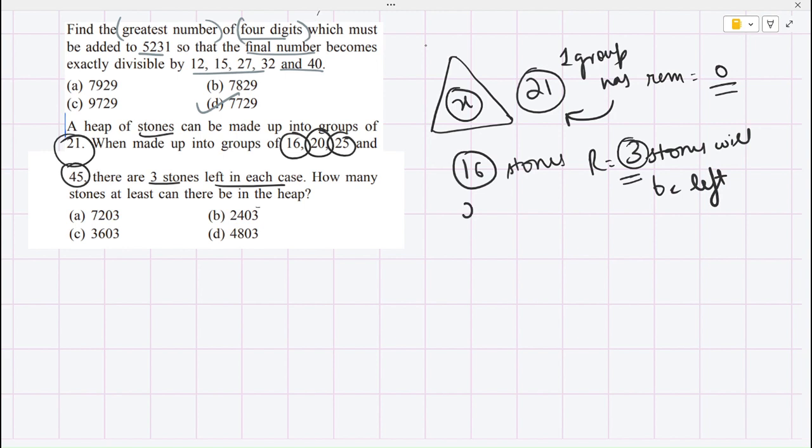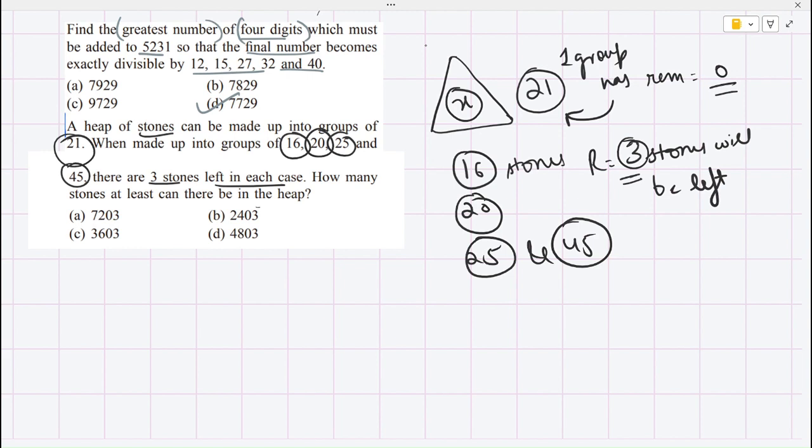And the same is the case if we make groups of 20, 25 and even 45. For example, one group has 45 stones, then in this case also 3 stones will be left, which means there is a common remainder. That is, this is that type of question: if there is a number, if it is divided by 21, then the remainder is 0. But if this particular number which we have taken as x here, if it is divided by 16, 20, 25 and 45, then the remainder that we receive is equal to 3.